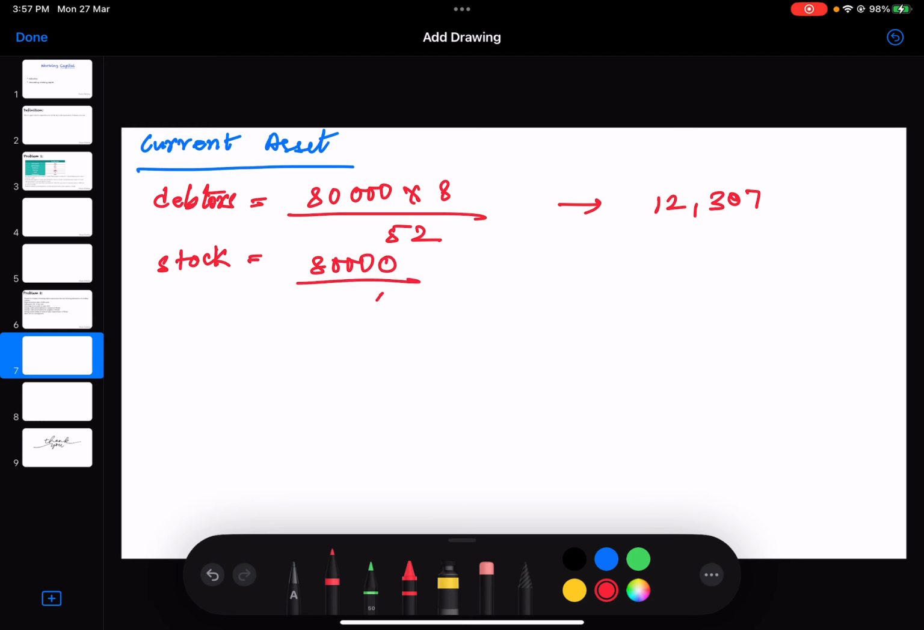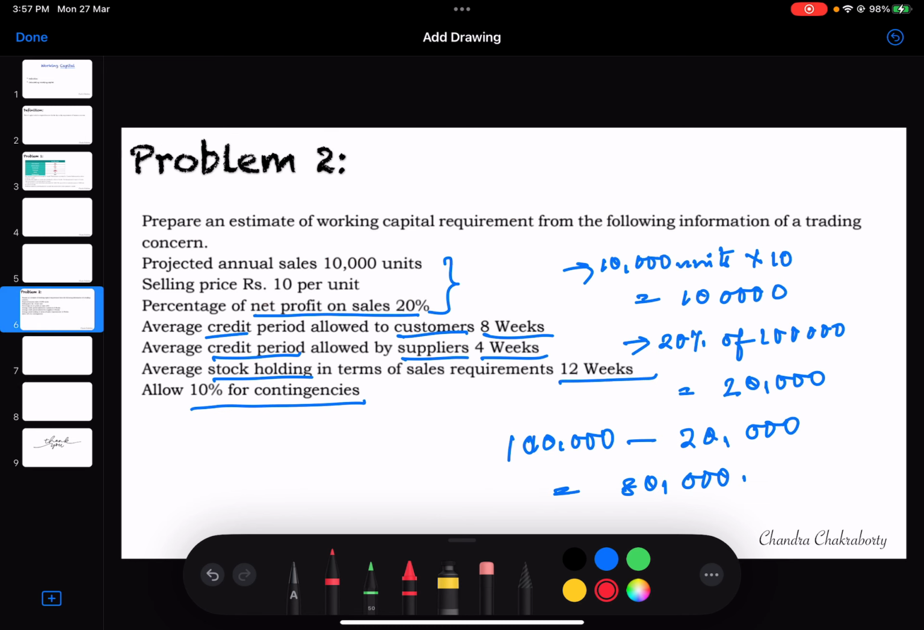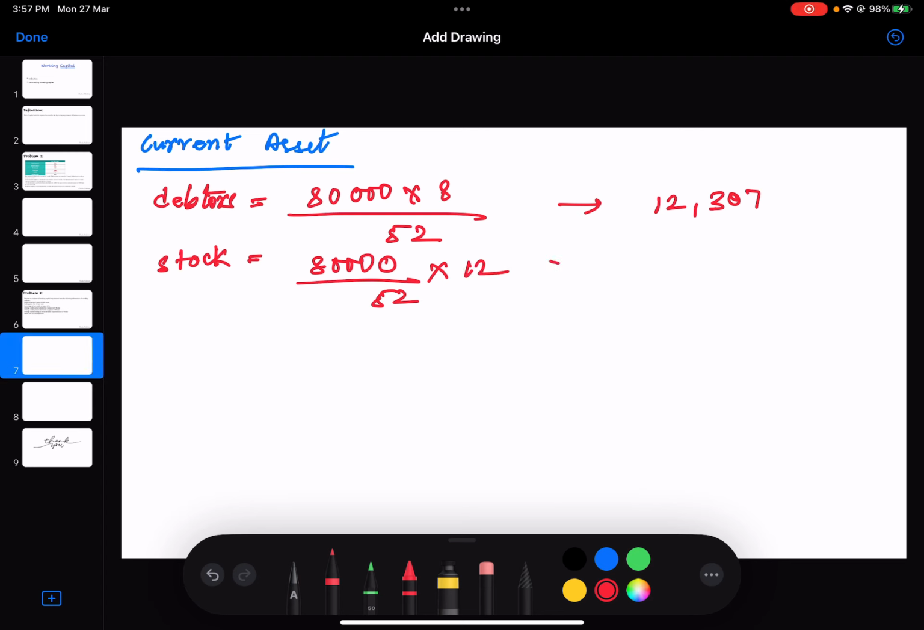Okay. Then comes to stock, which is 80,000, by 52 into how many weeks? 12 weeks here, stock holding, right? So this will be into 12 and this will give you 18,463 approx. Okay. Now what is the total here? Total will be 30,770.